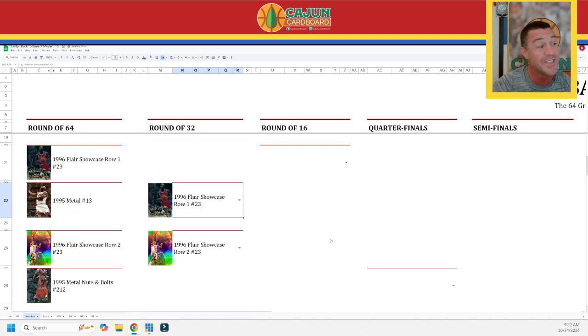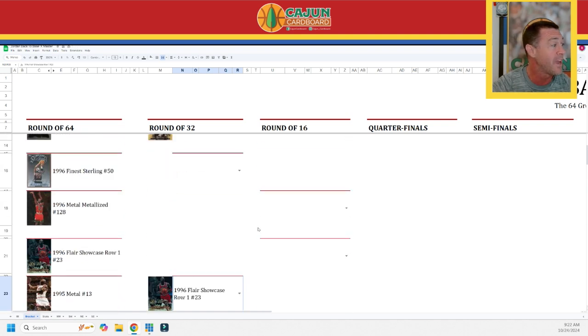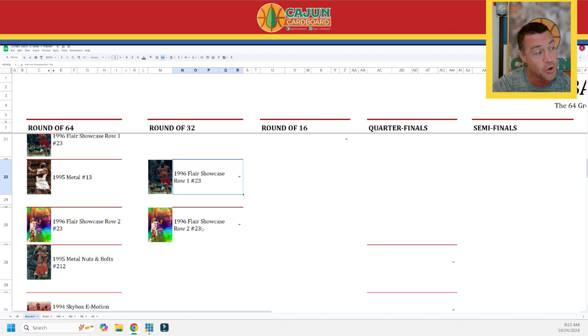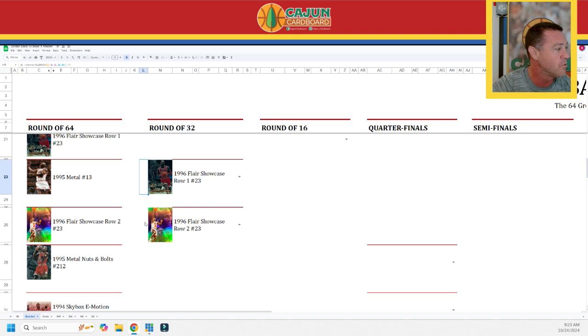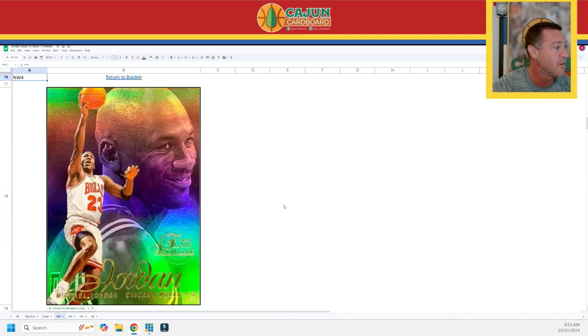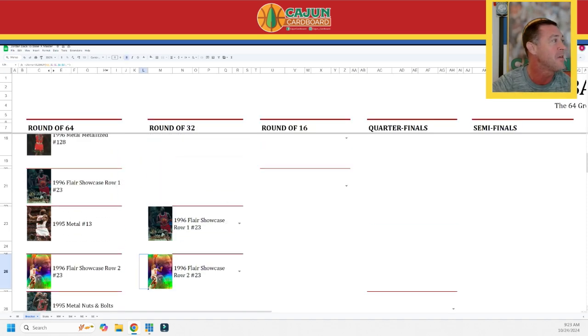And we have what we suspected we might have. We have a matchup between Flair Showcase Row 2 versus Flair Showcase Row 1. That will be interesting, and that will not be a blowout. That's going to be close because those are two really good-looking cards right there. You've got your Row 1 right there. We've got our Row 2 right here. Just depends on which one goes through. I don't know. I'm not even going to guess. I'm not even going to prognosticate on that, but that'll be a cool matchup in round 2.